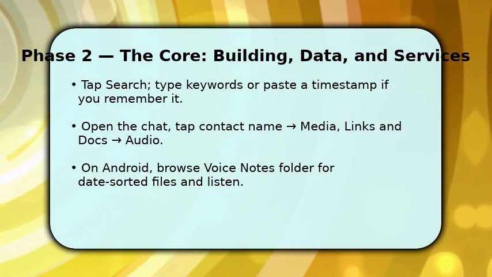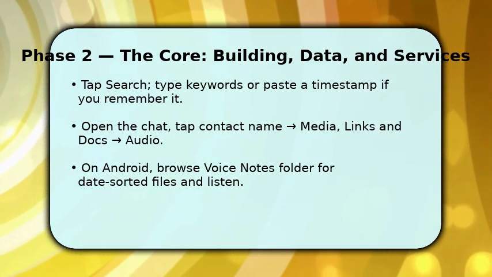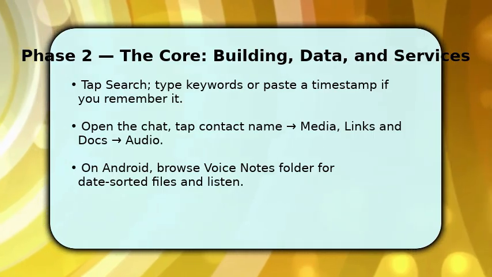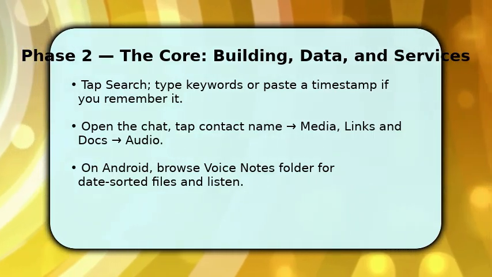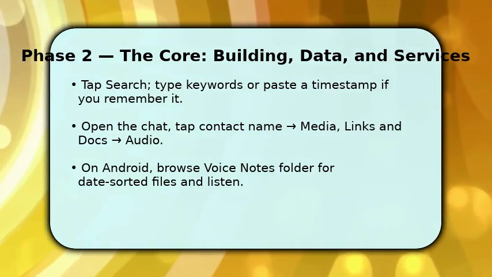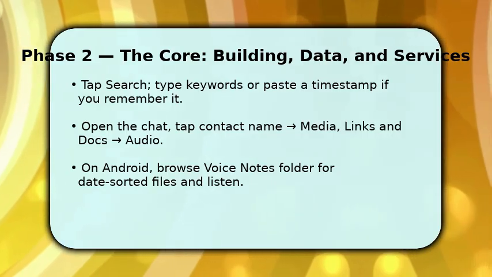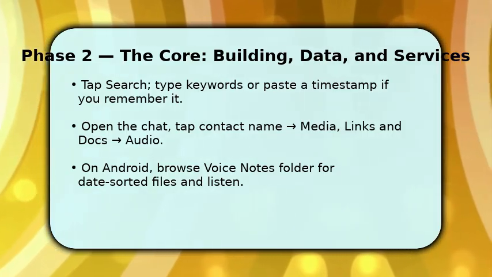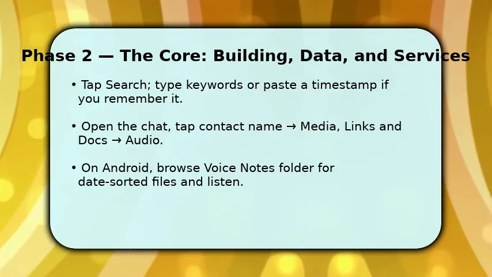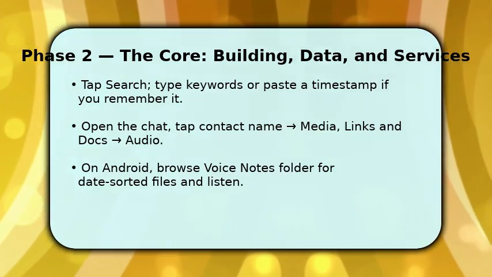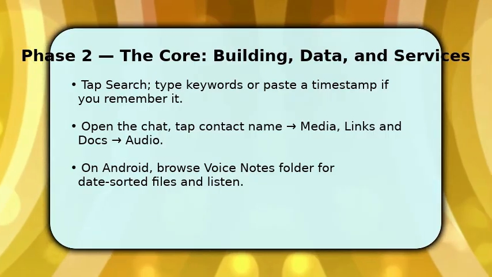WhatsApp highlights related messages. Once you find the chat, open it, tap the contact's name, then choose Media, Links, and Docs and switch to Audio to view voice messages only. If in doubt, go back to your file manager on Android and open the WhatsApp voice notes folder. Files are organized by date, so you can play them directly.